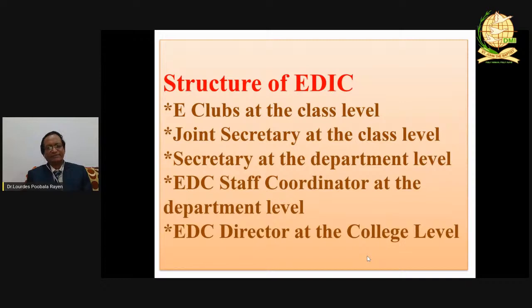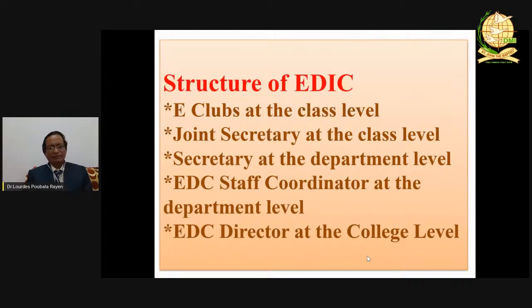In order to coordinate all the activities at the department level, it may be the commerce department or BBA department or physics department or chemistry department or mechanical engineering department or civil engineering department or computer engineering department, whatever the department may be, in order to organize entrepreneurship awareness programs or whatever programs we are going to conduct, we need to have a secretary at the department level. That secretary needs to coordinate all the activities at the department level. And for supervising all the activities at the department level, we need to appoint one staff member as the coordinator. So we need to have an EDC staff coordinator in the department.